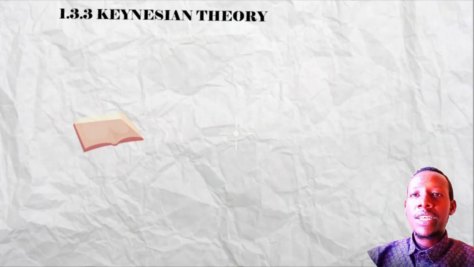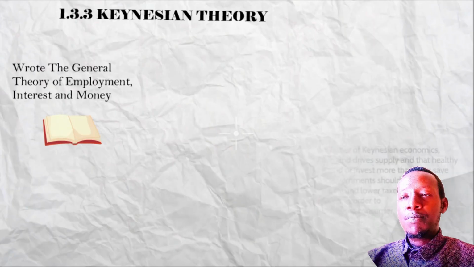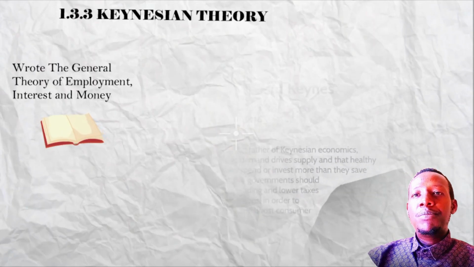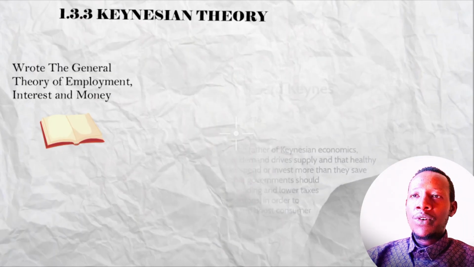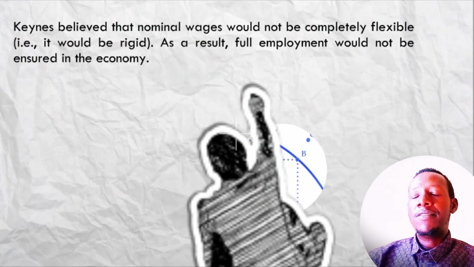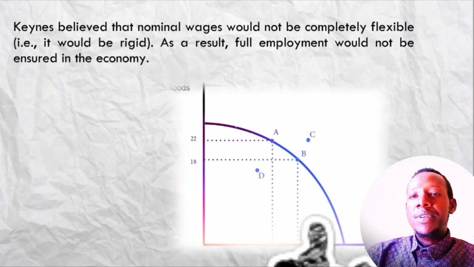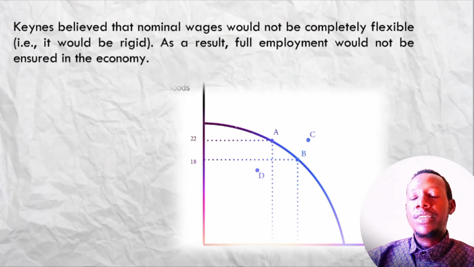So it is in this context that John Maynard Keynes wrote The General Theory of Employment, Interest, and Money, which became the base for Keynesian economics. According to Keynes, high unemployment was a result of low aggregate demand, which in turn was a consequence of low investment. And further, Keynes believed that nominal wages would not be completely flexible. They would be rigid, and as a result, full employment would not be ensured in the economy.